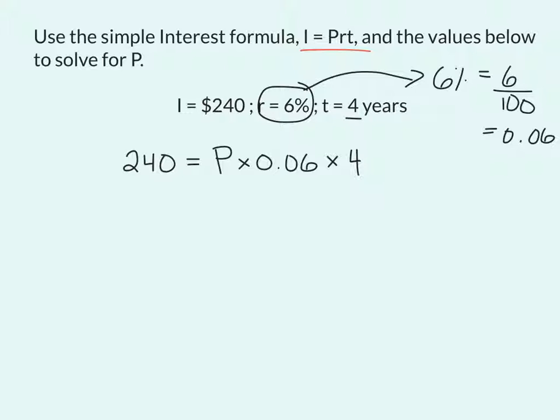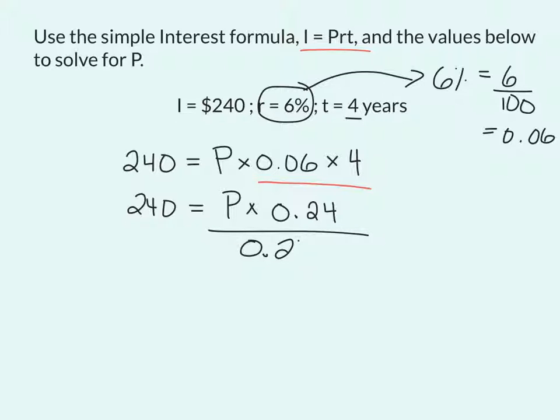Now I want to solve for P. So I want to combine like terms on both sides. Notice that I can combine the 0.06 times 4. So 0.06 times 4 is 0.24. And the P is still on that right side. So now I want to get the P by itself. So 0.24 is being multiplied by P, so I'm going to divide to get the P by itself.